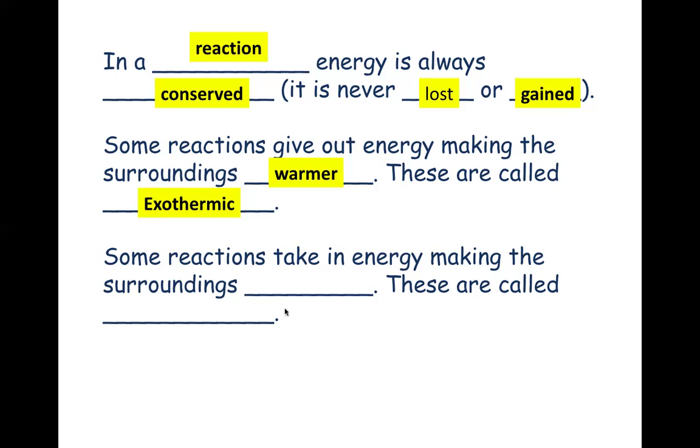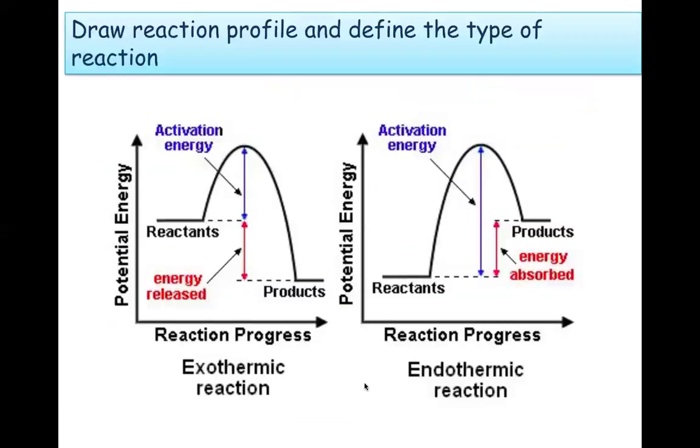Some reactions take in energy and they're the opposite. So they make the surroundings colder, and they're the opposite of exothermic, which we call endothermic. Now, lastly, this is the very, very last slide. These diagrams from the last topic, which I think is topic 5, are called reaction profiles. And they tell us what type of reaction is happening. And you need to know the patterns for each of these. So you've got the potential energy up the side and the reaction progress going across the bottom. So that's a reaction as it goes on.